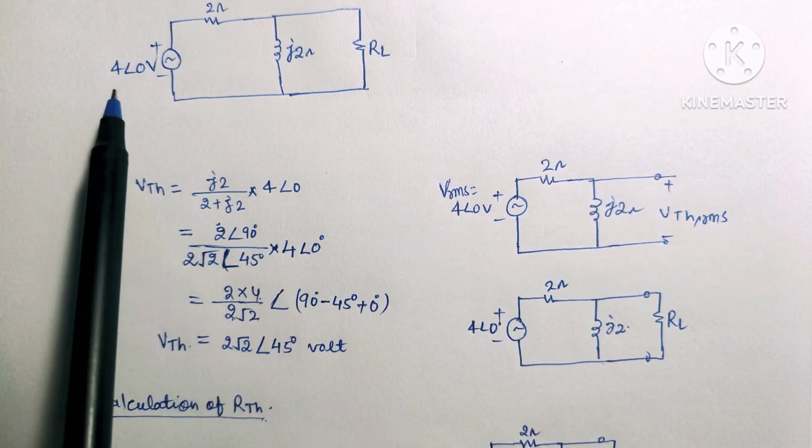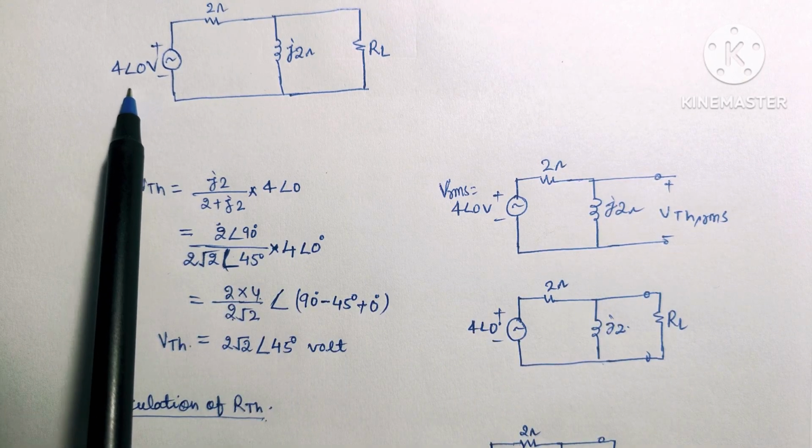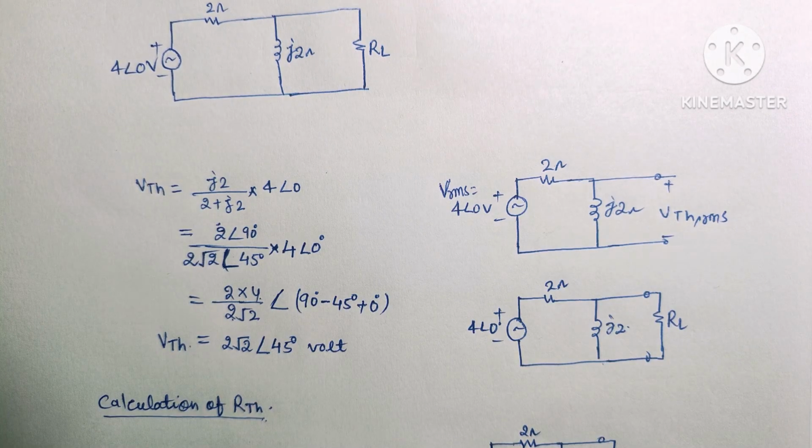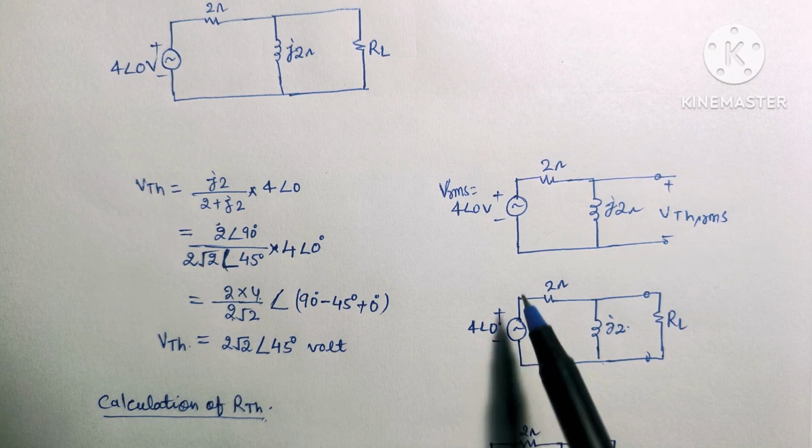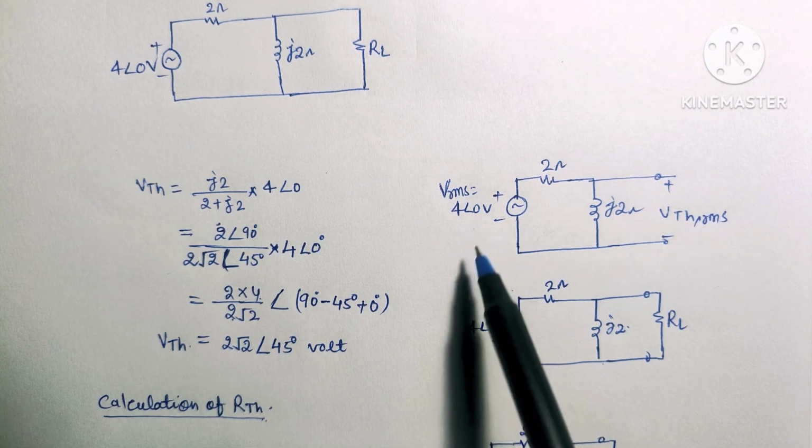As we can see, there is no information in this question whether it is RMS voltage or maximum voltage of this voltage source. The solution given by GATE indicates that this was an RMS value. So we have assumed that this is the RMS value of the voltage.